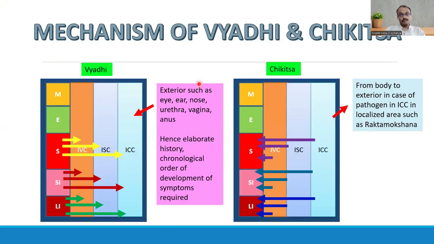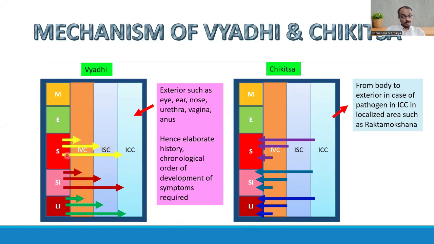Regarding the mechanism of Vyadhi and Chikitsa, this particular image shows the mechanism of Vyadhi, whereas this particular image shows the mechanism of Chikitsa. Here it is mentioned that on most occasions the pathogens which accumulate in the stomach, small intestine, or large intestine may enter into the intravascular compartment. From the stomach it may enter into the intravascular compartment, then into the interstitial compartment.